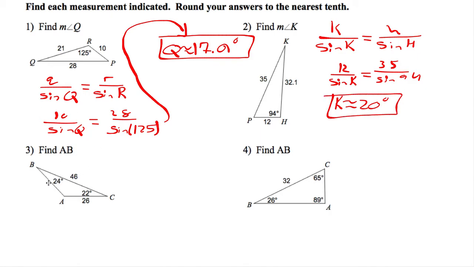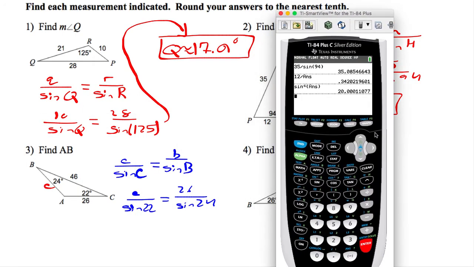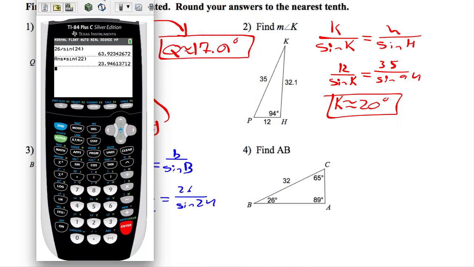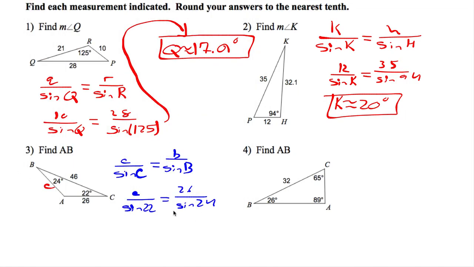All right, here, side AB is opposite of angle C, so I'm looking for C. So this is going to be C over the sine of C is equal to, because I have both angle B and side B, I'm going to use that, B over sine of B. So side C is what I'm looking for, over the sine of 22 degrees is equal to B, which is 26, over the sine of 24. So this is nice because I can just multiply those values. 26 divided by the sine of 24 is this. And then all I have to do is multiply this by the sine of 22 to get C by itself. So I get 23.95. So down here, I get side C is about equal to 23.95.